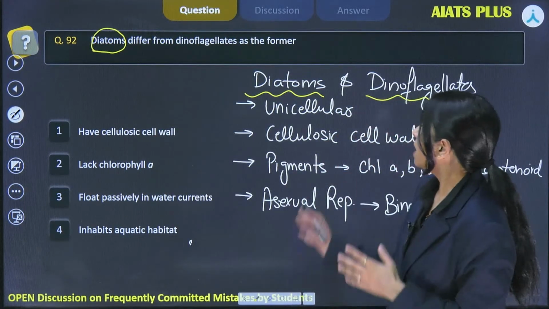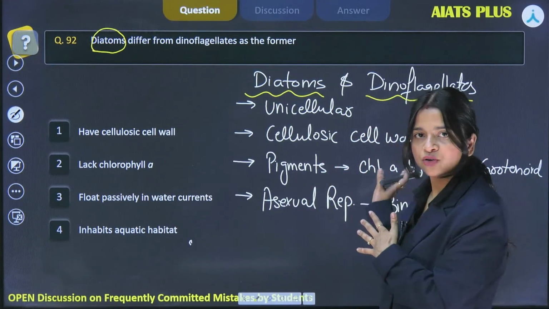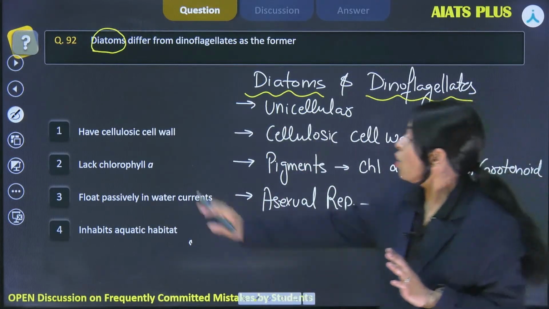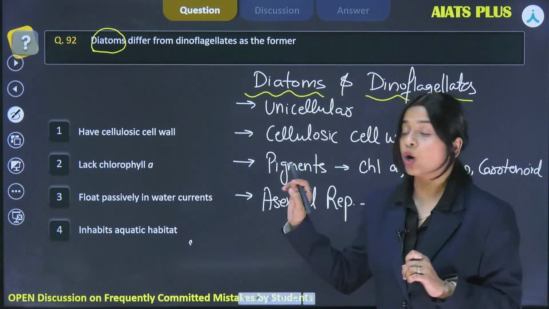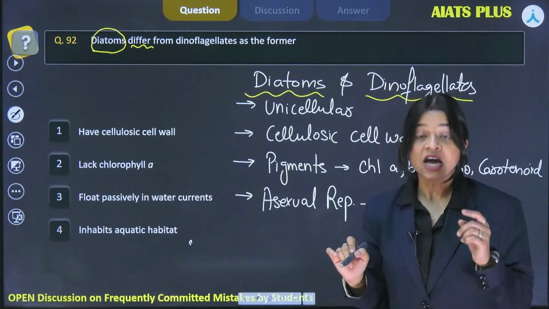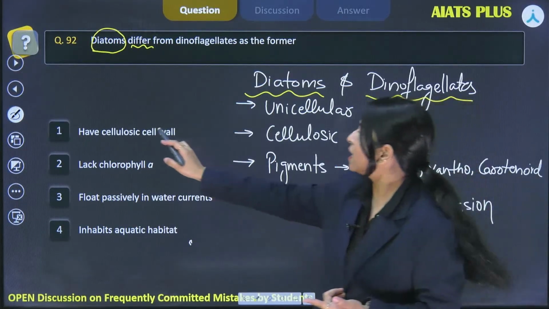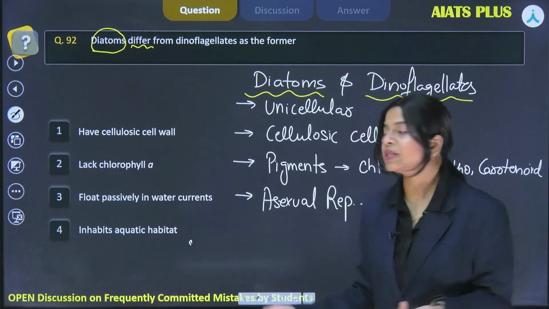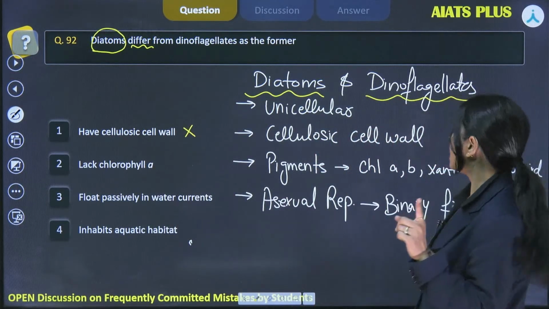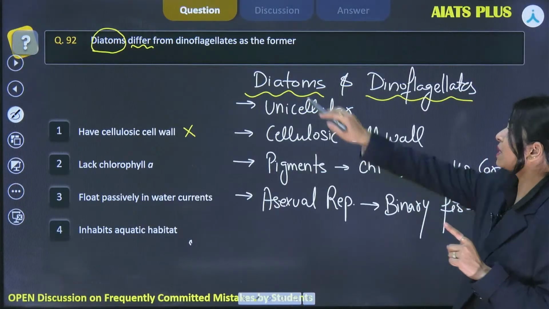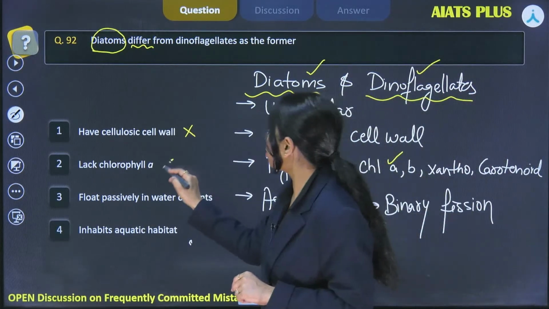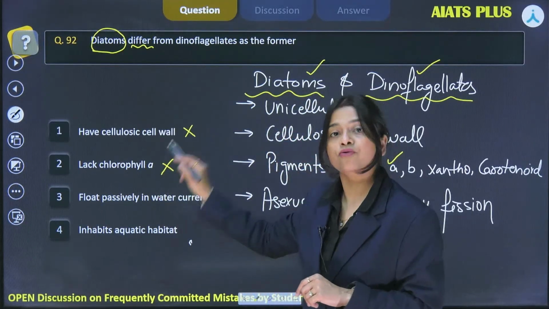Alright, so हमने अभी ये देखा diatoms and dinoflagellates, what are the common characteristics. Now switching to the options, first is cellulosic cell wall. We have to see why they differ from each other, right? So cellulosic cell wall दोनों में होता है, so this is not true. Then lack chlorophyll A. अभी मैंने आपको बताया that chlorophyll A is present in both diatoms as well as dinoflagellates. So this is also not true because this is a common character for both of them.